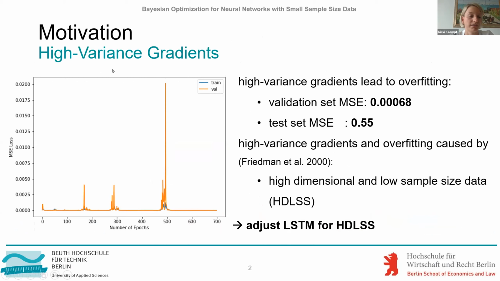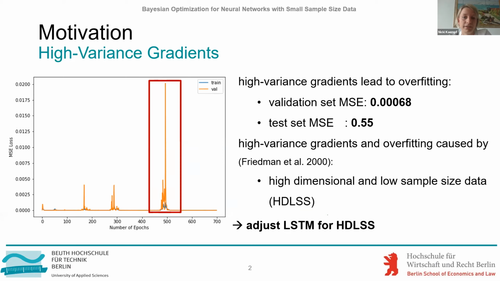Here on the left, we see a very unstable training. We are starting with an already small loss, and we have a very high peak here at around epoch 500. So this is caused by high variance gradients, and they also lead to overfitting. Let me give you a numerical example of that. In this validation set, the mean squared error is 0.00068, but the test set mean squared error is almost 1,000 times higher, so 0.55. So a very severe case of overfitting.